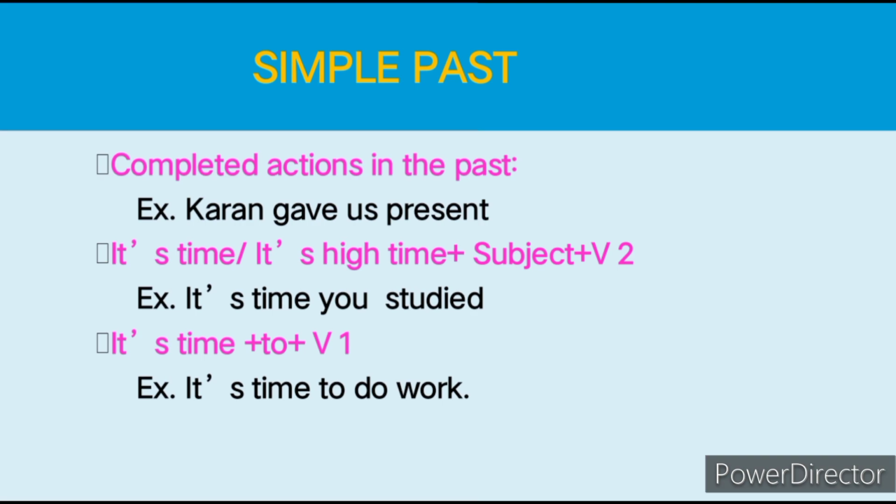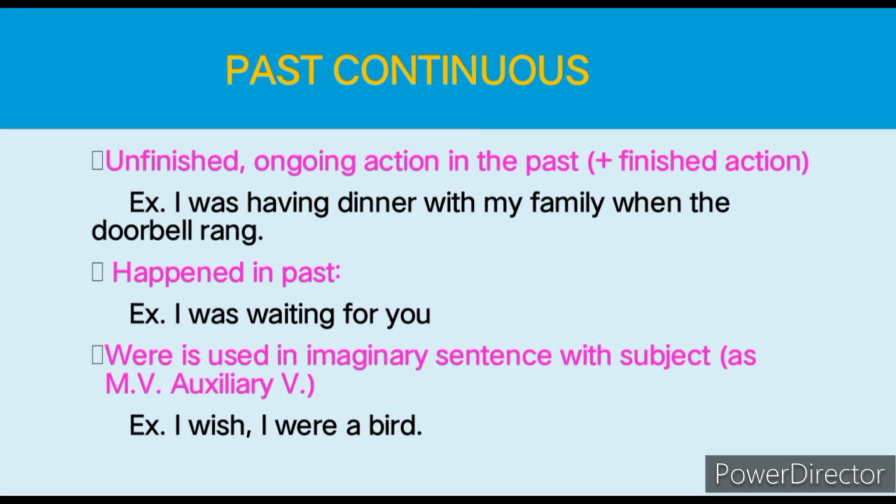Dear friends, now we will study the uses of past continuous. It is useful to show an unfinished, ongoing action in the past plus a finished action. For example, I was having dinner with my family when the doorbell rang. If anything was happening in the past, then past continuous is used. For example, I was waiting for you.